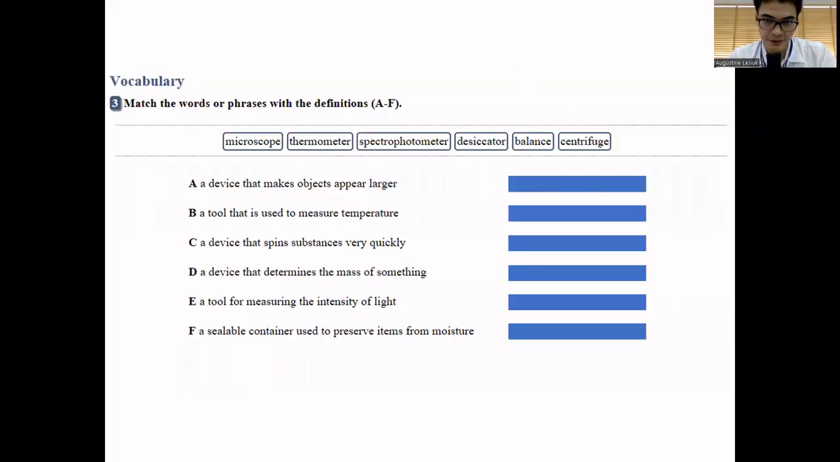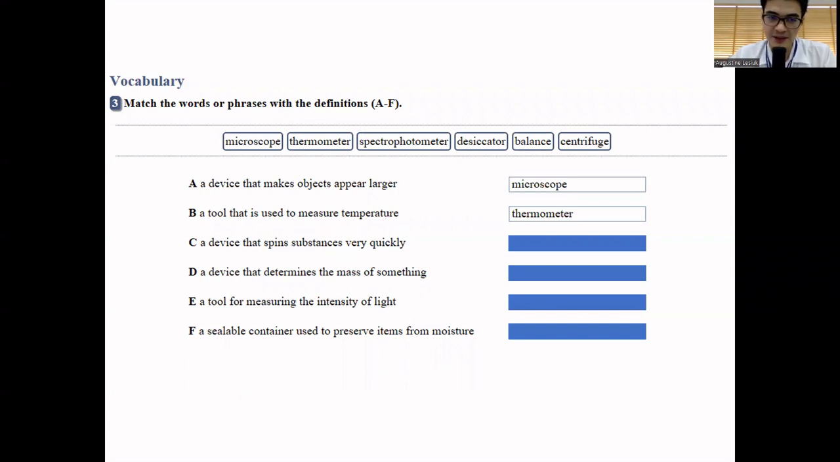Here are the answers. For the first one, a device that makes objects appear larger. We call that one a microscope. So a microscope helps us see cells and very small minerals by zooming into them and giving us a detailed picture of what they look like. Next, a tool that is used to measure temperature. We use a thermometer. So a thermometer can tell us the Celsius or Fahrenheit of something.